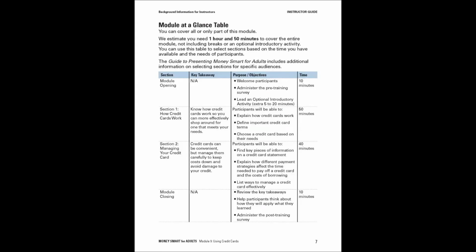The module at a glance table lists the sections, the key takeaways, the purpose objectives, and the time estimates, all laid out here for you. Please refer to the guide to presenting Money Smart for Adults, which includes additional information on selecting sections for specific audiences so you can further customize your training.